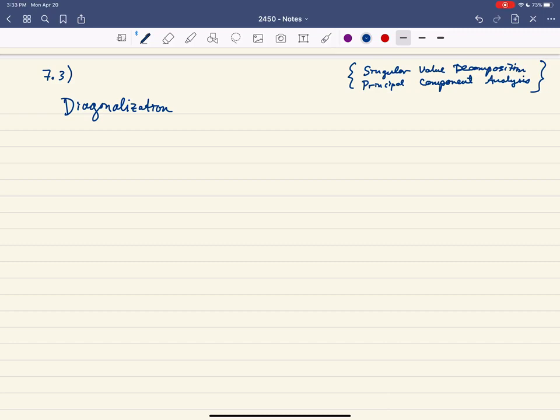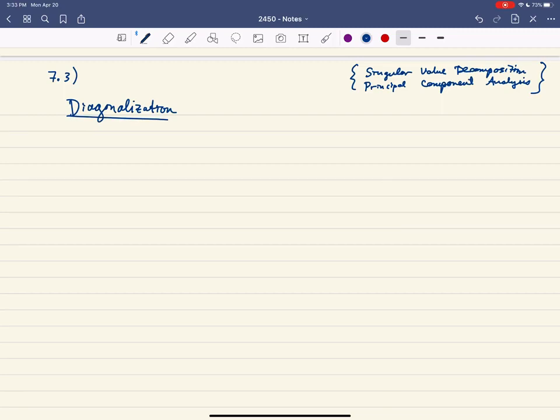So what we're going to do in this video is talk about the step that leads into singular value decomposition and principal component analysis, and that is what's called diagonalization. Diagonalization is the process, and we're going to use eigenvalues and eigenvectors to do this. We're going to say that A is diagonalizable if A is similar to a diagonal matrix.